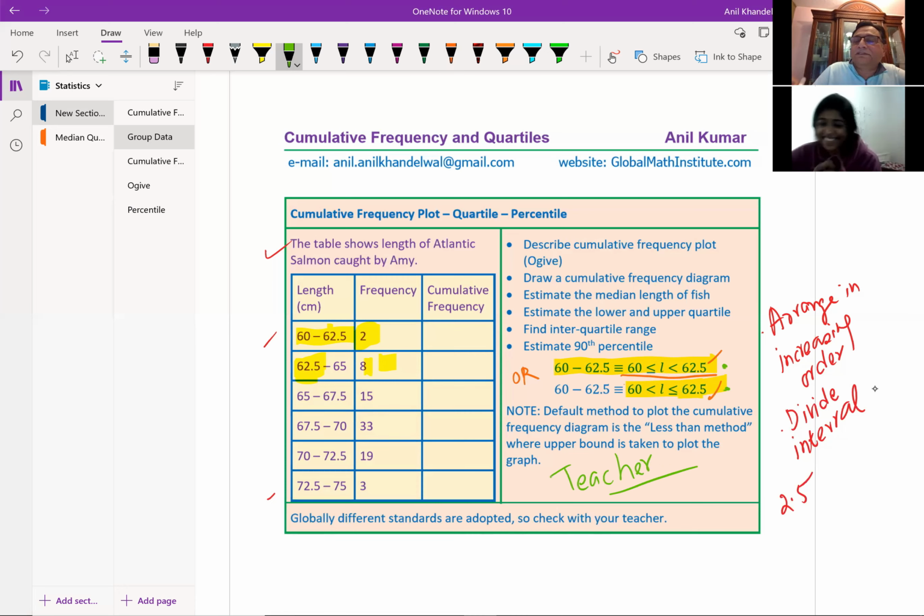Because actually, the teacher is deciding for you, not you. Your teacher is deciding for you. Check with your teacher. I don't like this. The reason I chose maths was because there's only one answer. There's no discussion, no debate, no analysis. Not in statistics. Here, a lot of ambiguities.